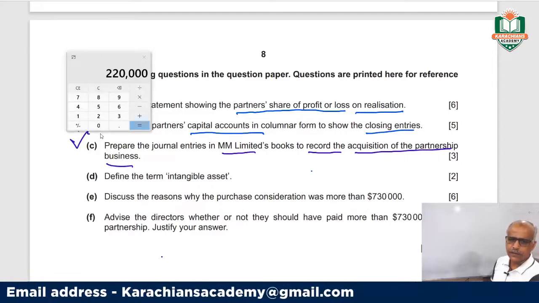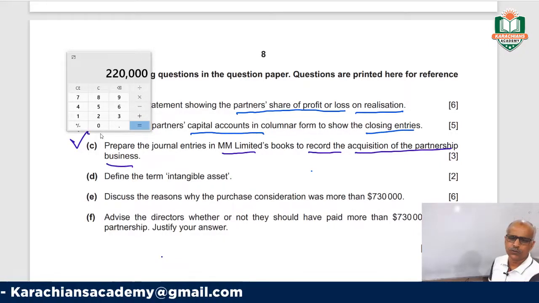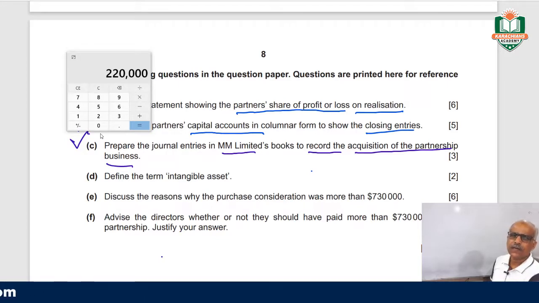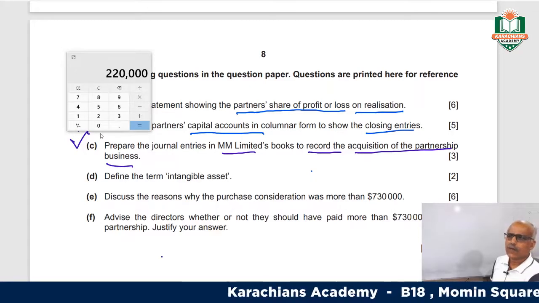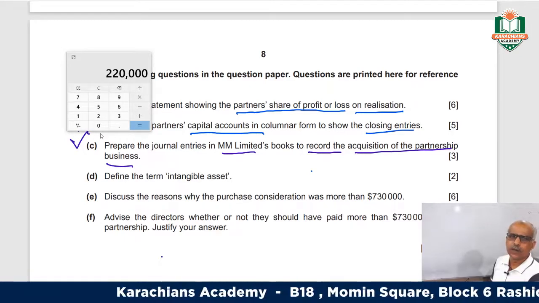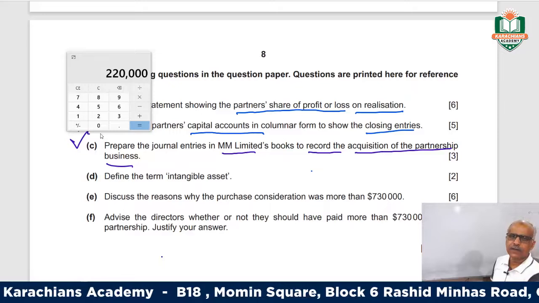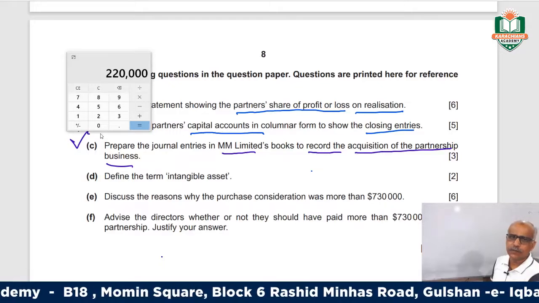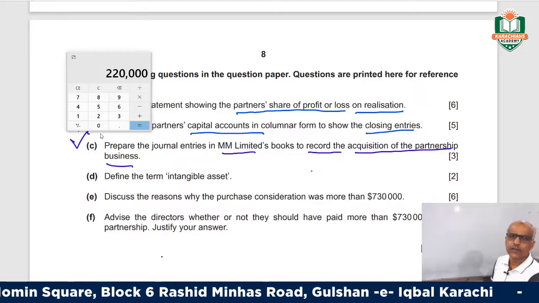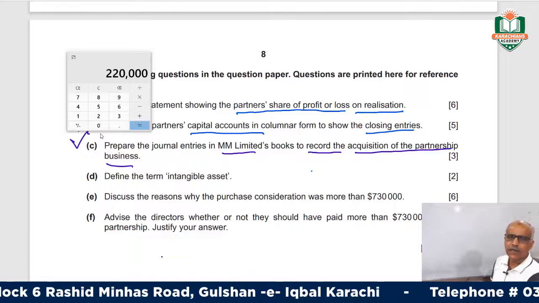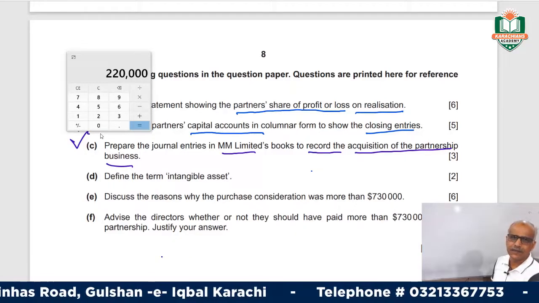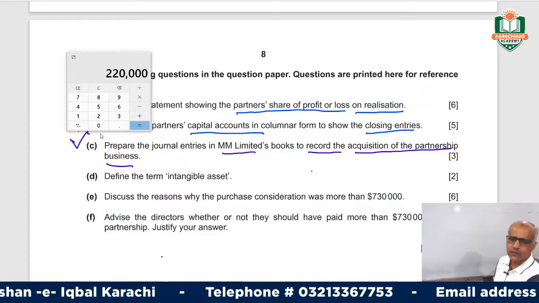Define the term intangible assets. Intangible assets are those non-current assets which you cannot touch and which are not visible, but they do exist and the business gets benefit from them, like goodwill, reputation and name of the business, and patents and rights and all these things. So they are intangible assets.